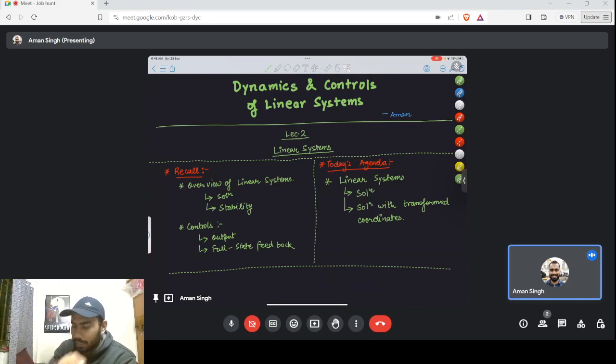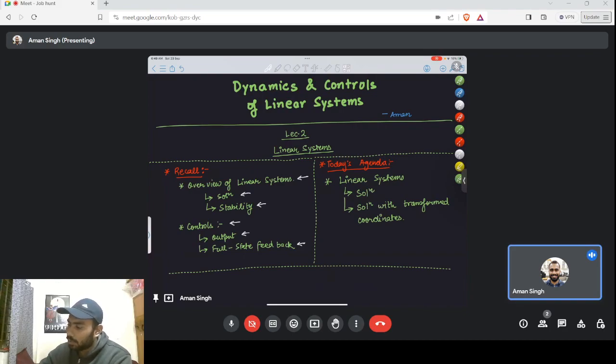Before starting, let's recall what we did in the last lecture. We gave an overview of linear systems. We looked at its solution and also when the linear system is stable. Then we had a look at how we can control a linear system. We looked at what an output is, what a full state feedback is, and how we can control and stabilize an unstable linear system. All these things we saw as an overview.